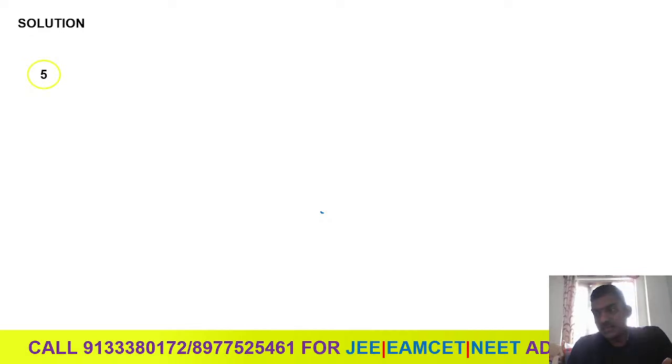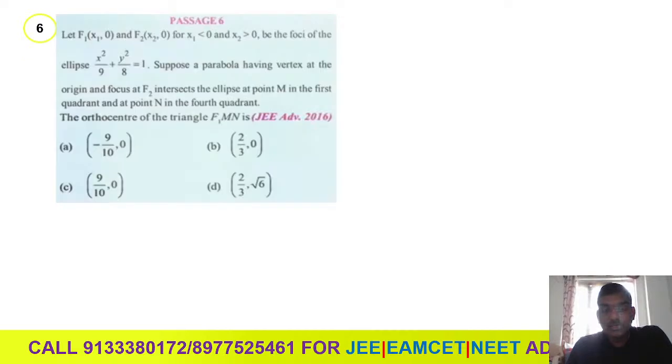We got the eccentricity value. What is the eccentricity? Eccentricity is equal to 2 by 3. They said they have foci. What are the foci there? Foci is plus or minus ae comma 0.